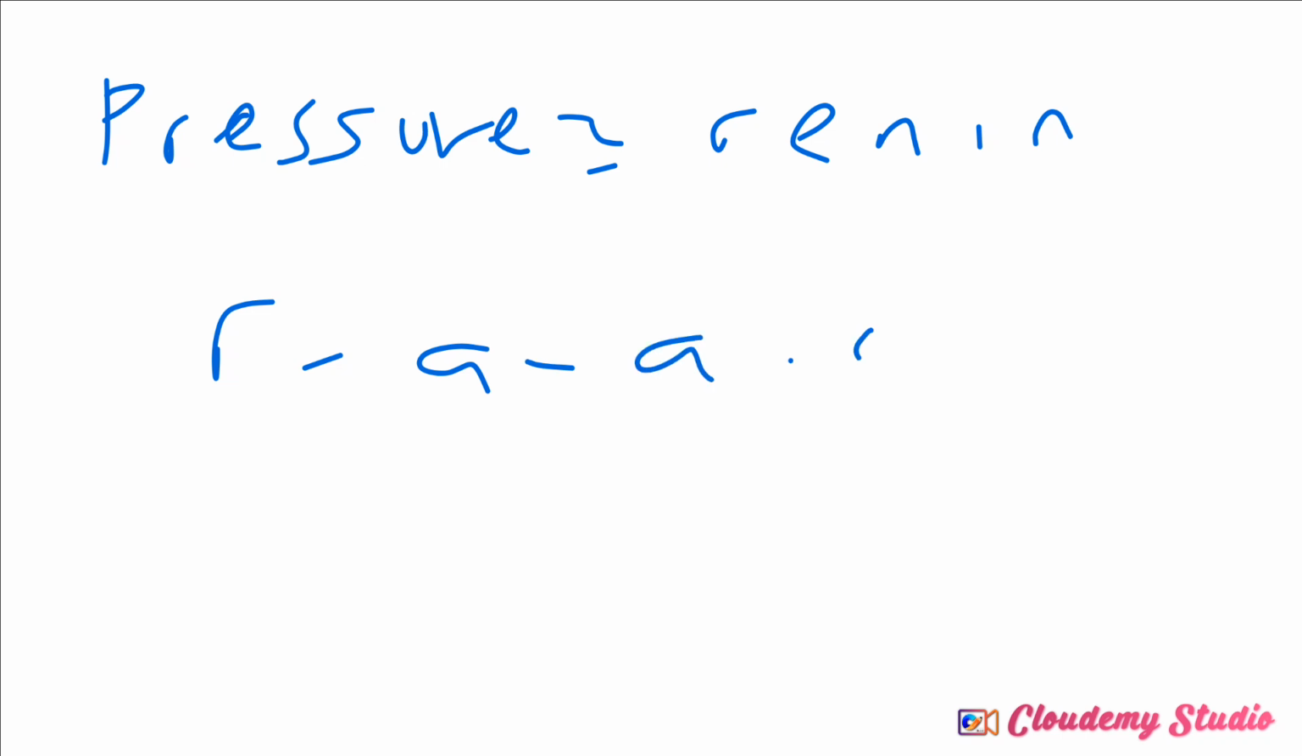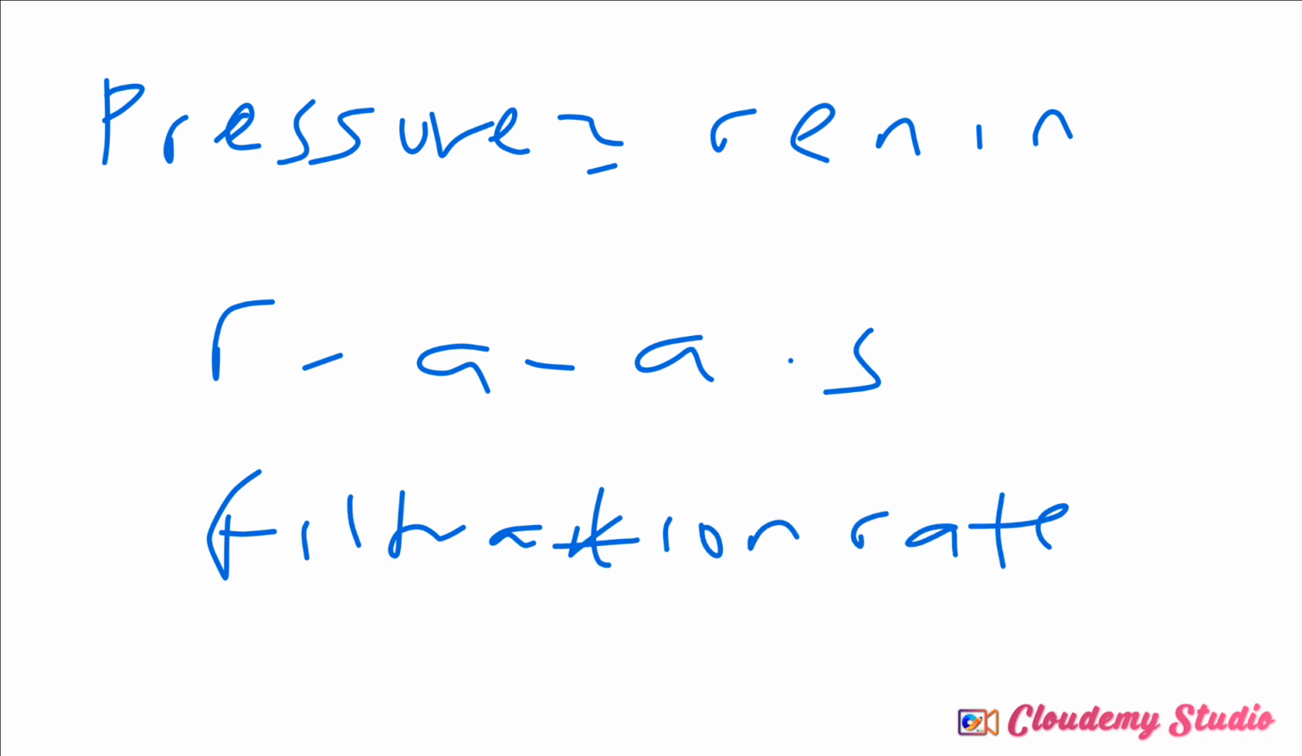You understand? So the second function is to control the filtration rate of the renal corpuscle. And how do they do this? They control the amount of blood that flows through the afferent arteriole. That is what they do.